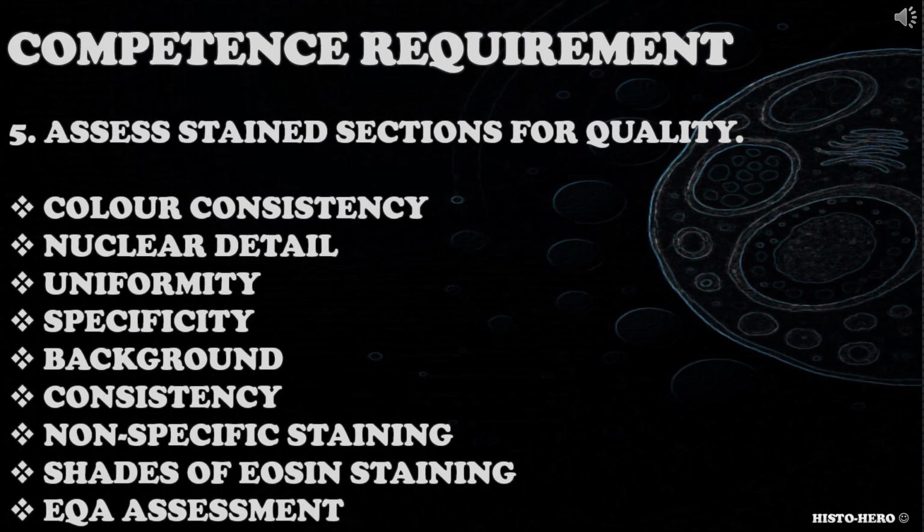The fifth competence requirement is for you to assess stained sections for quality. How would you assess H&E stained section for quality? What steps would you take? How is H&E slide assessed during EQA assessment? Consider color consistency, nuclear detail, uniformity, specificity, presence of background, consistency of staining, presence of nonspecific staining, shades of eosin staining present, and EQA assessment.